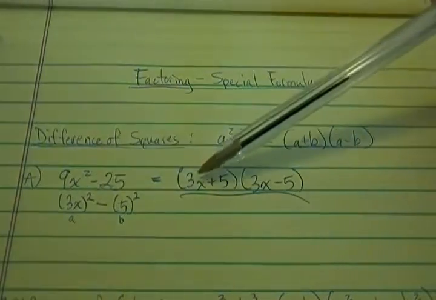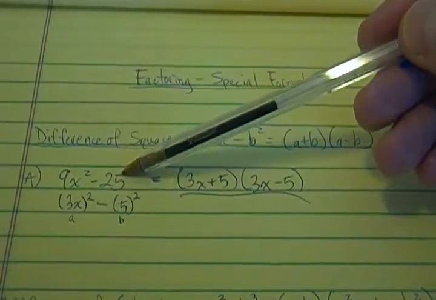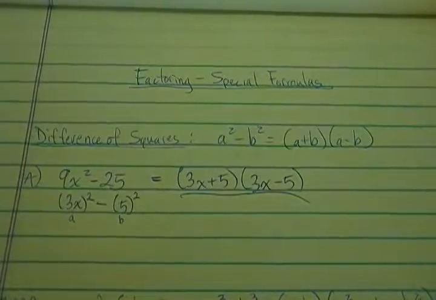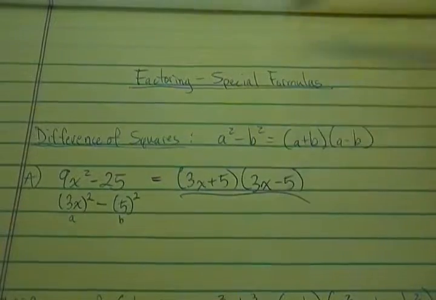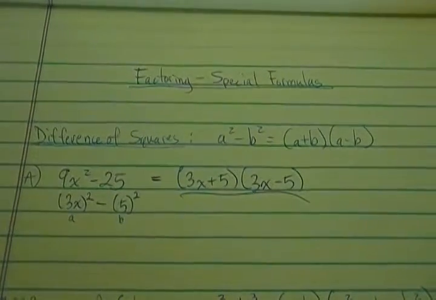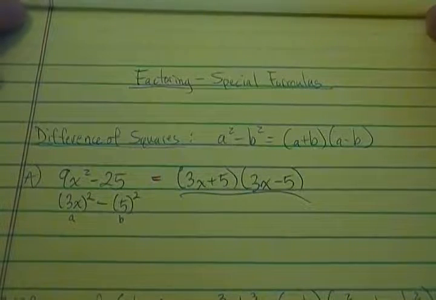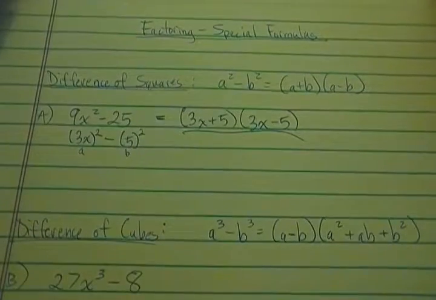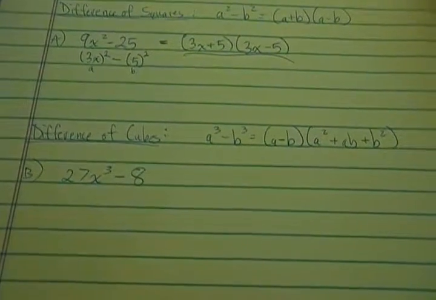The square root of 9x squared is 3x. That's going to go at the beginning of each parentheses. The square root of 25 is 5. That goes at the end of each parentheses, and then just put one plus and one minus in there, and you've got it. Just like any other factoring, if you multiply all this back together, you should end up with the same exact thing that you started with. So that's the difference of squares formula. Of the three formulas we'll talk about here, that's the one you're probably going to see most often.